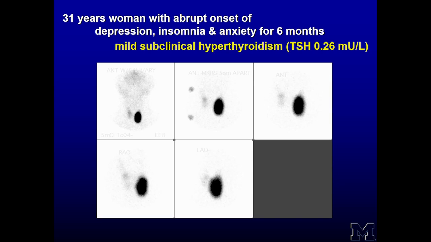31-year-old woman presenting with abrupt onset of depression, insomnia, anxiety for 6 months. She has mild subclinical hyperthyroidism. The TSH is suppressed at 0.26. We see a large hyperfunctional thyroid nodule in the left thyroid lobe with almost but not complete suppression of the contralateral right thyroid lobe.